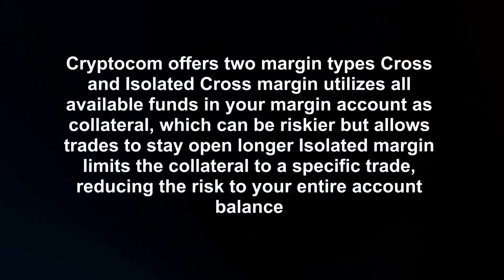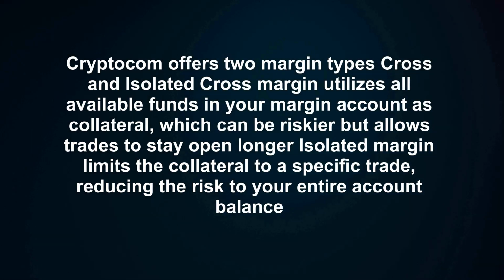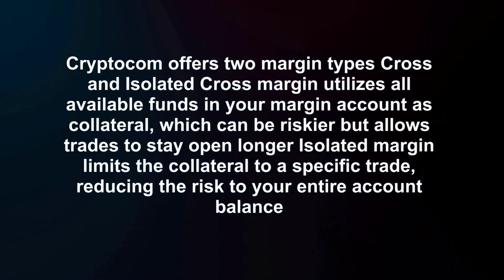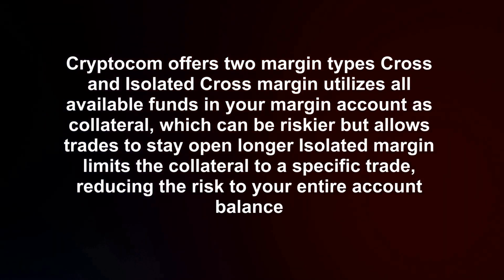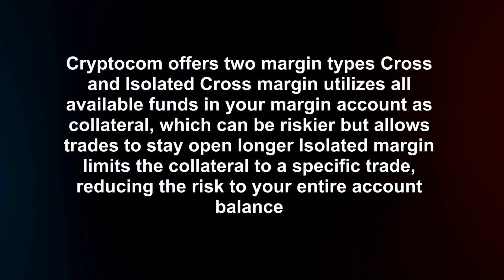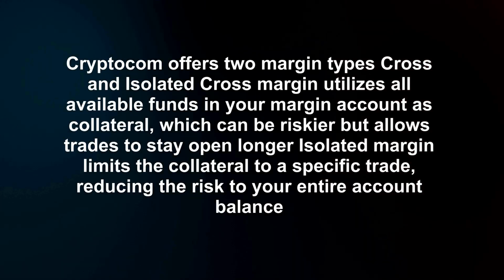Crypto.com offers two margin types: cross and isolated. Cross margin utilizes all available funds in your margin account as collateral, which can be riskier but allows trades to stay open longer. Isolated margin limits the collateral to a specific trade, reducing the risk to your entire account balance.